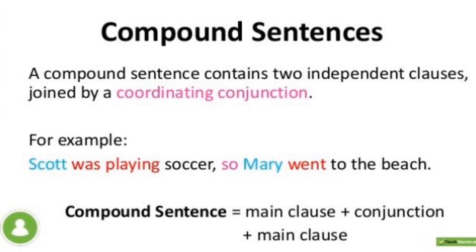Here is an example. Scott was playing soccer, so Mary went to the beach. These are two independent clauses. Scott was playing soccer, Mary went to the beach. So here is a coordinating conjunction, so, that is used to join these two independent clauses together. A compound sentence is equal to main clause plus conjunction plus main clause. यानी independent clause plus conjunction plus independent clause.